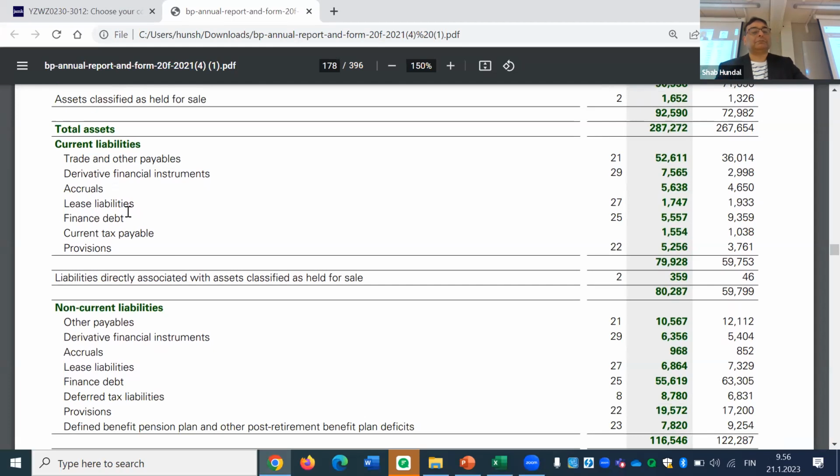Look, you will see that there is a phrase called finance debt here. And there's a finance debt here as well. First of all, should we include all liabilities, or should we only focus on the finance debt? When you say debt and equity, we have liabilities, we have debt. What should we take? Liabilities or debt?